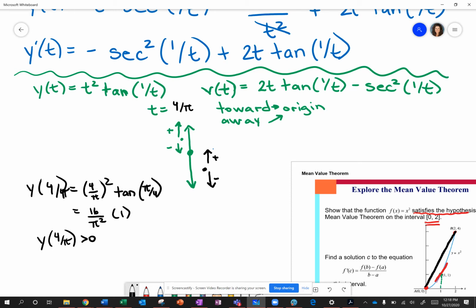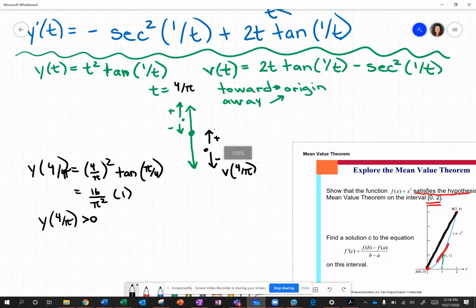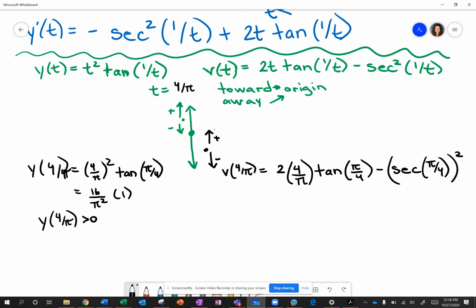Now, if I look at the velocity at 4 over pi, I don't know why I have this random slide here. Delete, there we go. Then I would have 2 times 4 over pi, times tangent of its reciprocal, which would be pi over 4, minus secant of the reciprocal, which is pi over 4, and the whole thing is squared. Did you know that when they put the squared there, that means the whole expression is squared?